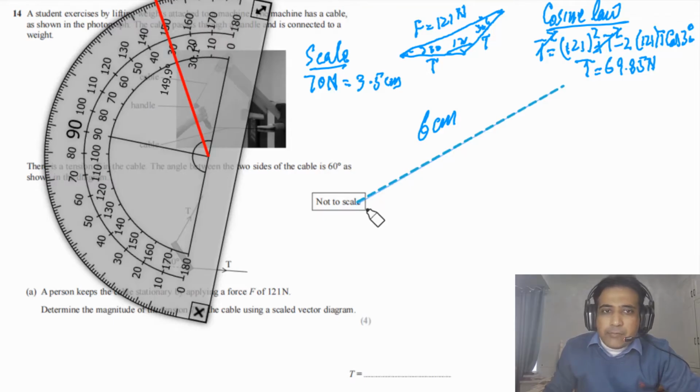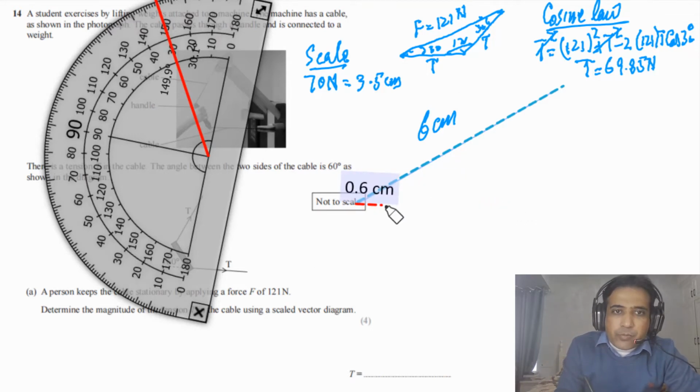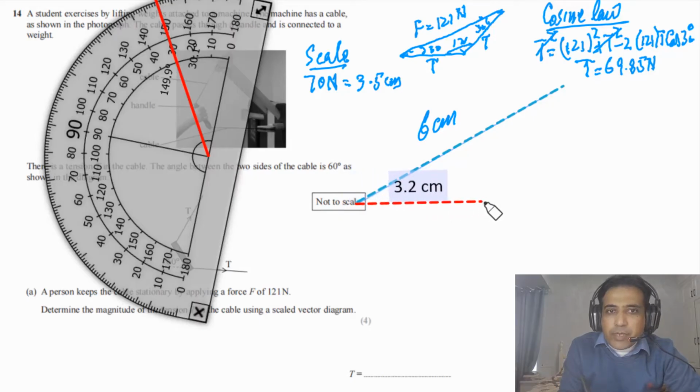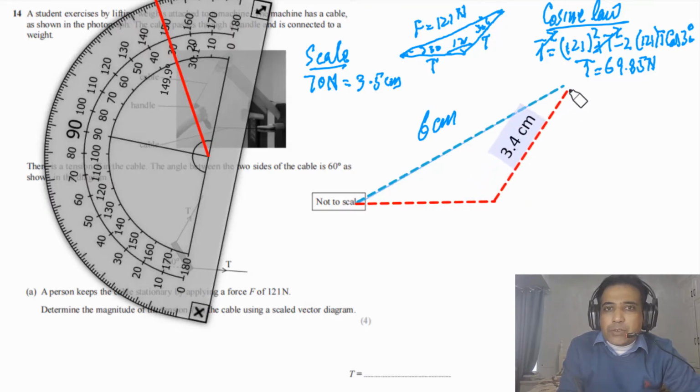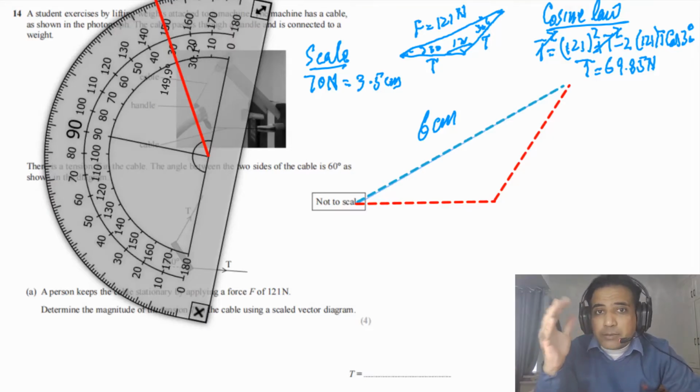We can draw a line from here that has to be 3.5 centimeters. Let me use a different color. So we can draw the line that has to be 3.5 centimeters. The line actually has to start from this point. So this has to be 3.5. And from here again it has to be 3.5, because these two lines have the same length, because they have the same magnitude value of T. So this is how you need to draw the triangle.